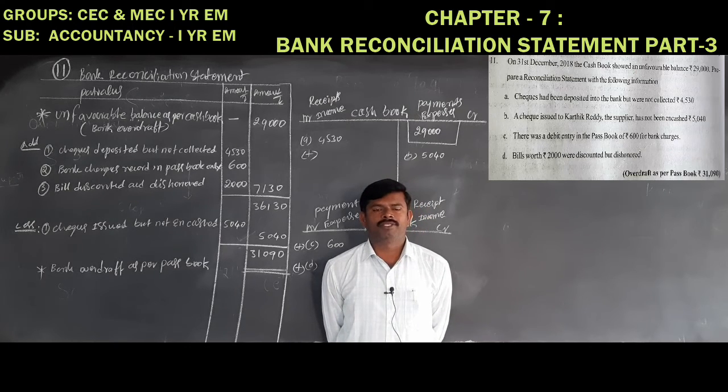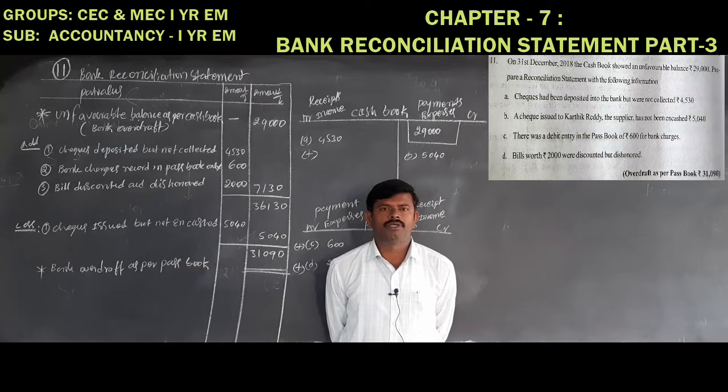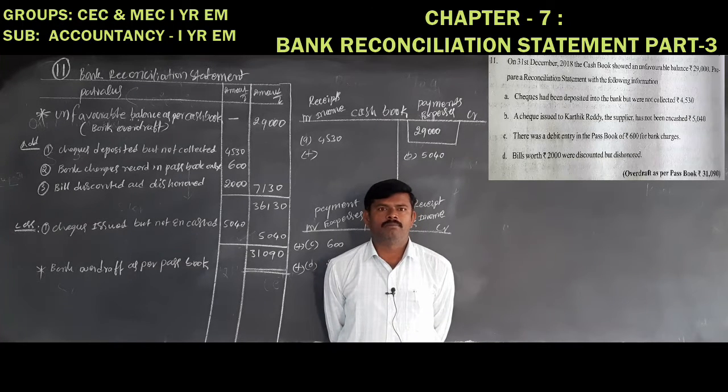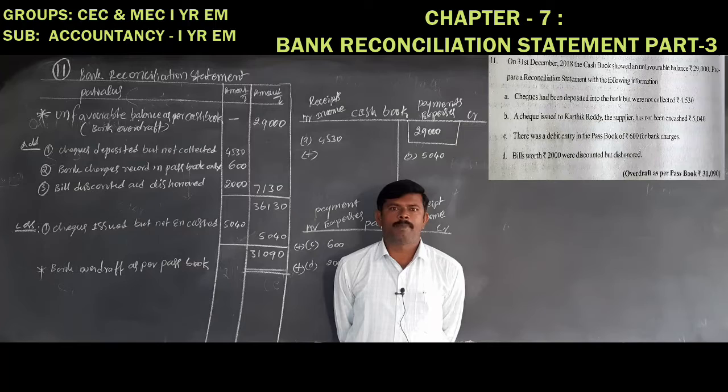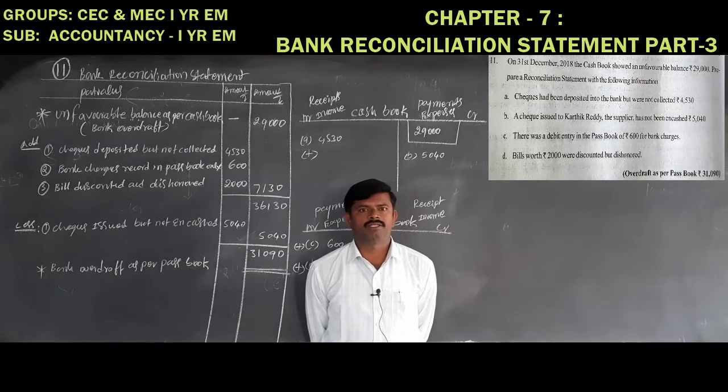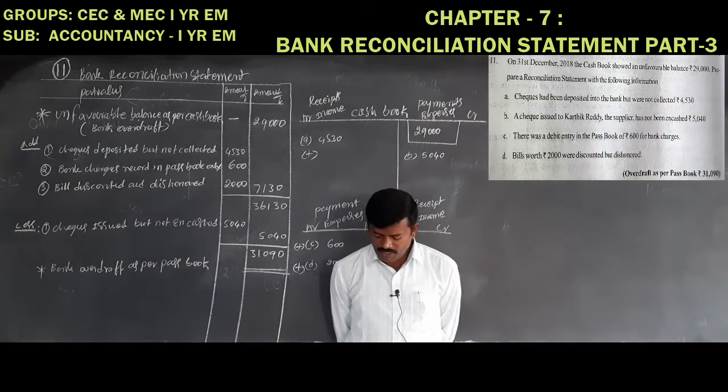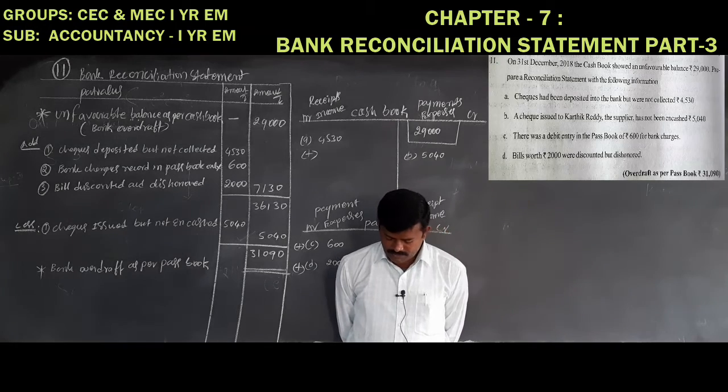Any overdraft is given in the triple column cash book. It is shown on the credit side of the bank column as balance brought down, which means we are owing to the bank. So this is the negative balance. Remember one thing.